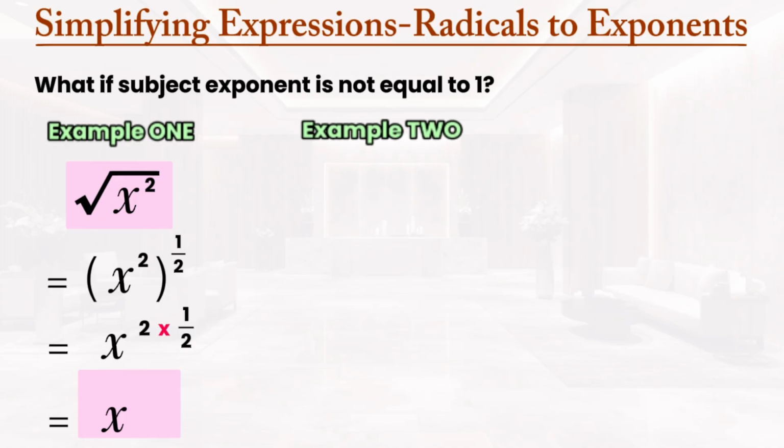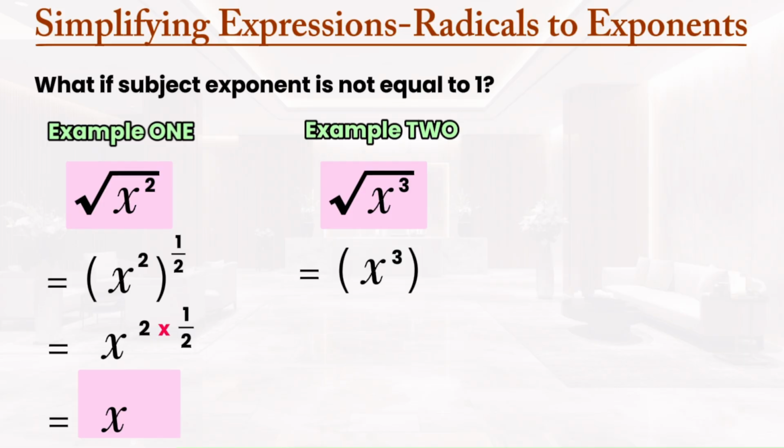All right, let's say we have the square root of x to the power of 3. What does that look like? Put the x to the power of 3 subject in brackets and place the exponent 1 over 2 on the outside. Now multiply the exponents to get x to the power of 3 times 1 over 2. That gives us an answer of x to the power of 3 over 2.